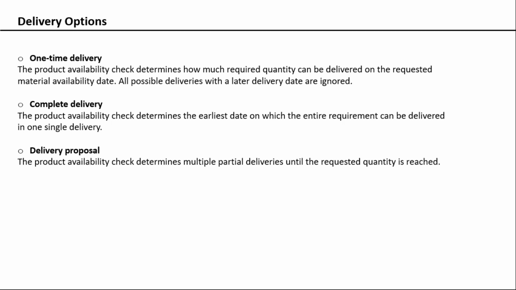That is another option. And the third option is the delivery proposal. It means if 100 quantity is required, today 70 is available, and the remaining 30 is available on 2 different dates, the system will confirm all the different dates to meet the sales order requirement of 100 quantity. So this is where partial delivery comes into the picture. The system will determine the dates first with the quantity, then deliveries will be created as per those dates.